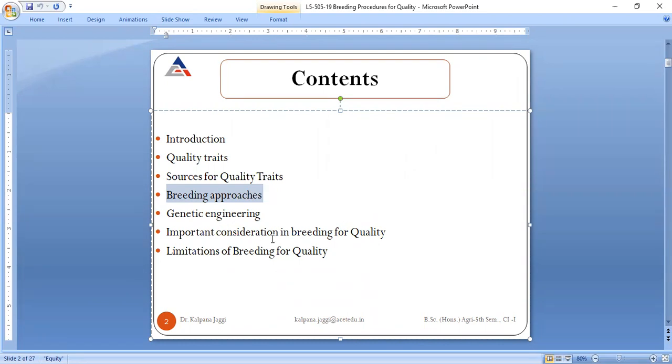Then, while a breeder is going for breeding in terms of quality, there are certain parameters which are to be considered by the breeder. So these are the important considerations which are to be kept in mind while going for breeding for quality. And there are often certain limitations of breeding. It is not like when you go for breeding in terms of quality, all the results are going to be in the positive direction only. There are sometimes disadvantages or negative parameters often available, and we will also discuss those parameters.